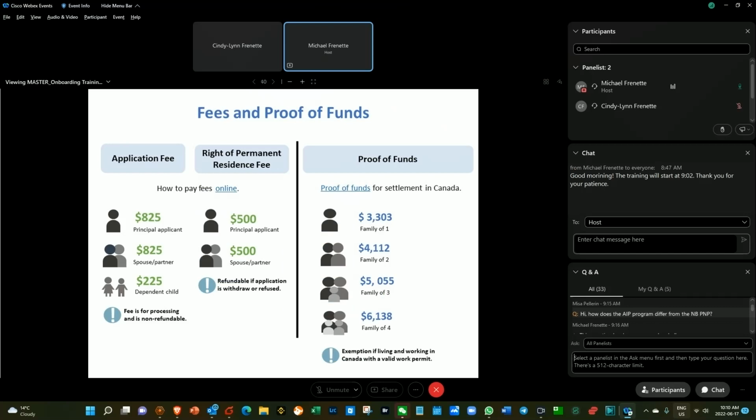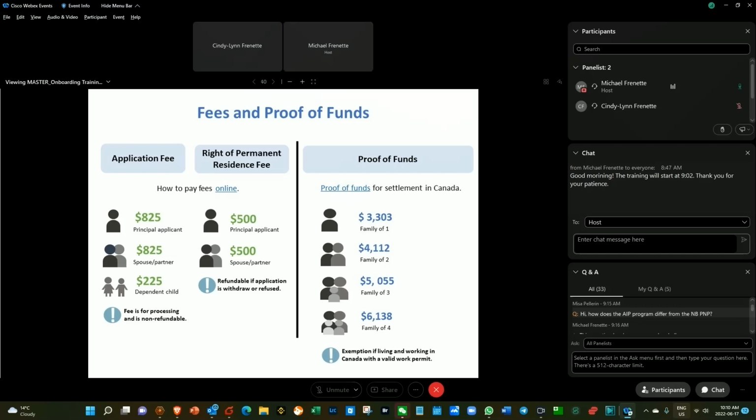Your candidate will need to provide proof of funds for settlement in Canada. In other words, proof that they can support themselves and their family once in Canada. The amount of money they require will depend on the size of their family, and your candidate cannot borrow this money from another person. The funds can be in the form of cash or a document that shows or guarantees payment, such as a stock, bond, treasury bill, bank draft, and so on.